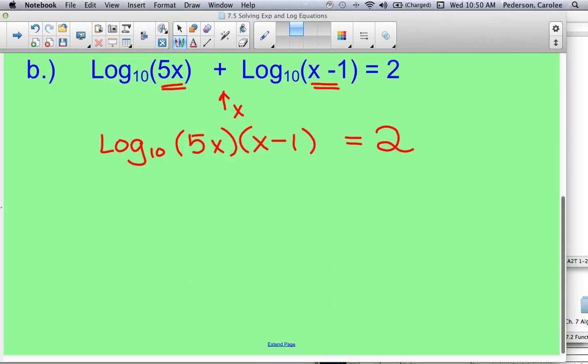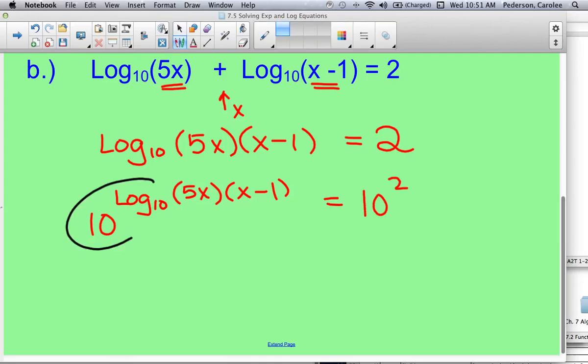Now we want to remove that log base 10. So we're going to do the same thing as the last example. We're going to use the inverse property. So we're going to raise both sides to the 10th power. We do that to both sides. And then 10, log base 10 undo each other. So we're just left with, on the left side, 5x, x minus 1. And on the right side, we have 10 squared.